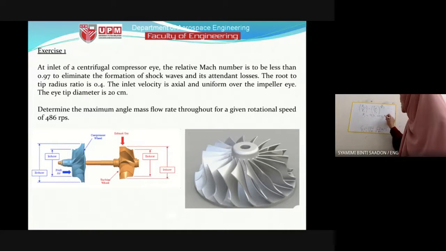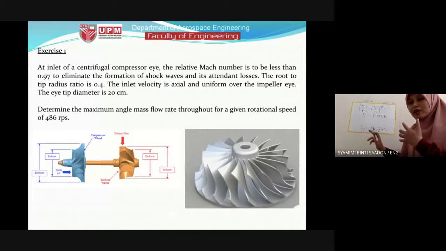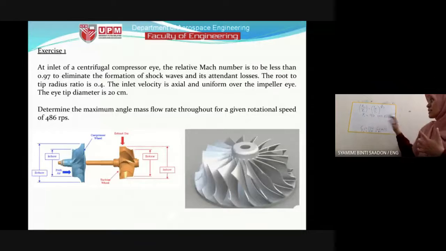kilopascal. You can leave it in kilopascal, it's okay. Because we have the total pressure just now, 101 kilopascal, we can leave it in kilopascal: 93.48 kilopascal static pressure at the inlet.